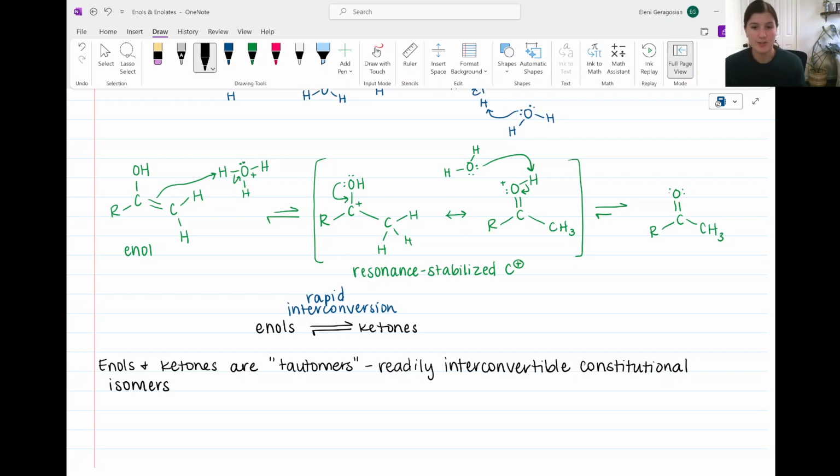Remember, constitutional isomers have the same formula, the same number of each type of atom, but different connectivity. So if you have constitutional isomers that exist in equilibrium with each other, like enols and ketones, they're tautomers. So they are readily interconvertible constitutional isomers that exist in equilibrium with each other.